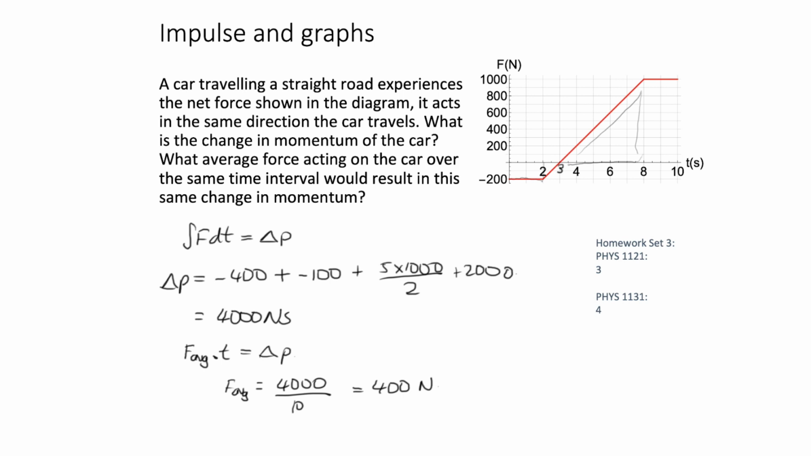So let's just check that. If we sketch on 400 newtons here, just eyeballing it, it does look like that area is similar to this area minus this area. So that seems like a fairly reasonable answer.